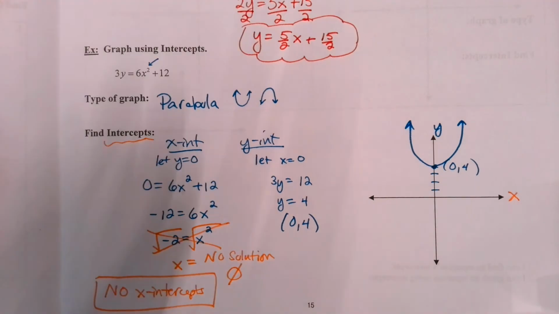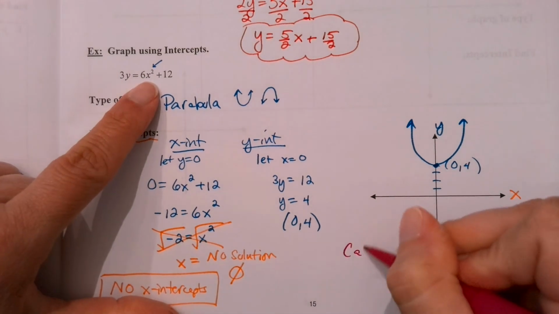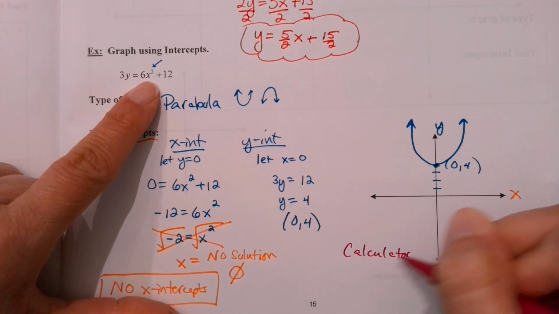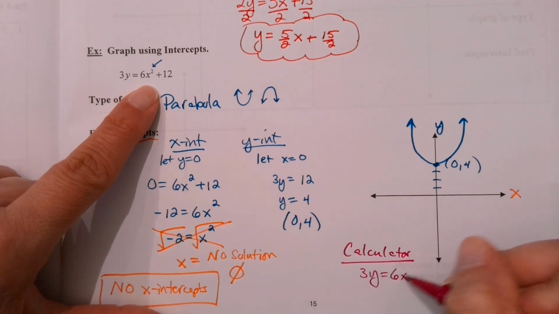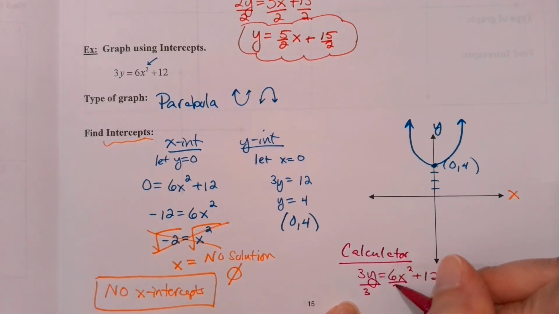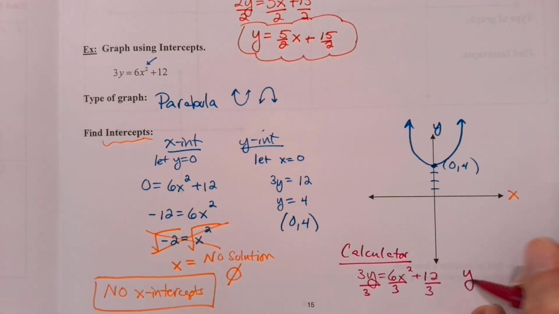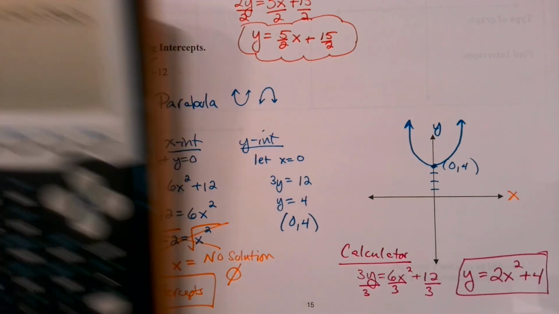Okay, let's go ahead and check this on our calculator. To use the calculator for support, we're going to have to rearrange the equation a little bit. You cannot type the equation in as 3y equals. So that means we're going to have to isolate the y. Let's divide all the terms by 3. So y equals 2x squared plus 4. So this is the equation we're going to type into our calculator. Let's go grab our technology and check.